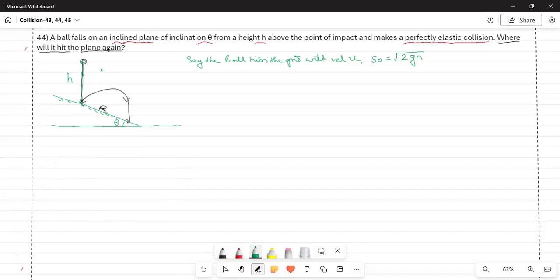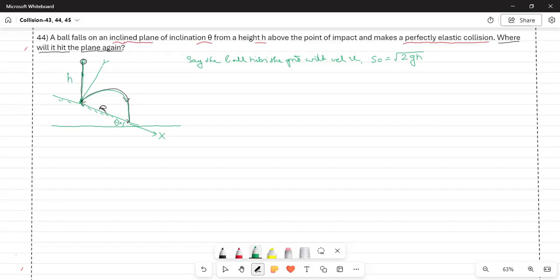Let us consider the y-axis in this direction and x-axis along the slope. The y-axis is perpendicular to the slope. In that case, this trajectory of the projectile is a simple projectile trajectory that we have been dealing with so far. There should not be any problem.